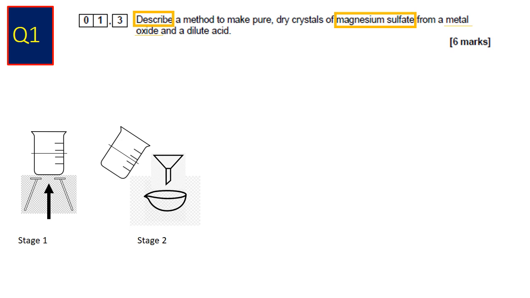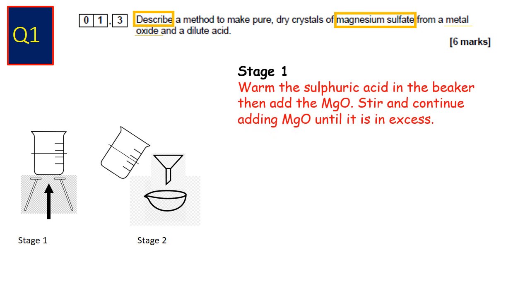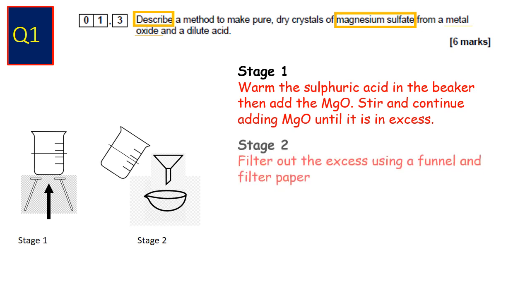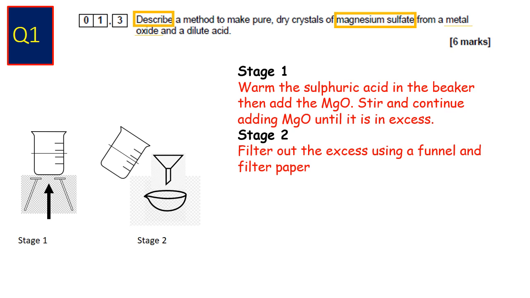So stage 1, you're going to warm the sulfuric acid in the beaker, and then you're going to add the magnesium oxide. You're going to stir it and continue adding the magnesium oxide until it is in excess. So you'll see little deposits on the bottom of the beaker. They're not reacting, they're not disappearing when you put them in. You then want to filter out that excess, and you're going to use a funnel and filter paper. So you are kind of stating the obvious for some of these steps.